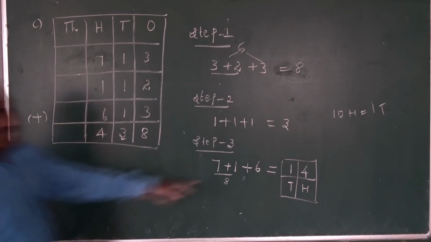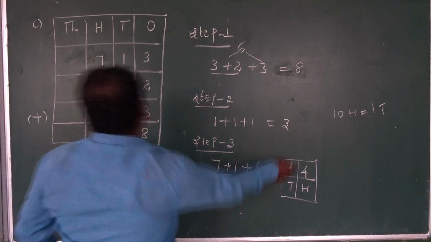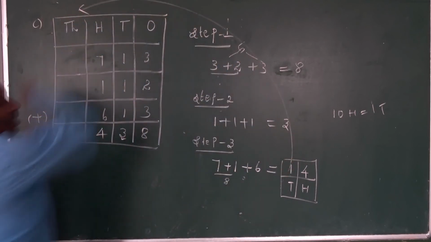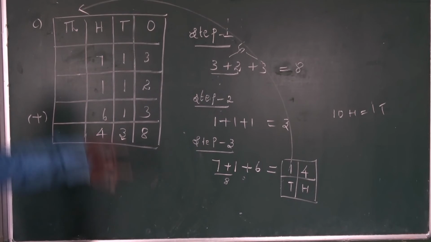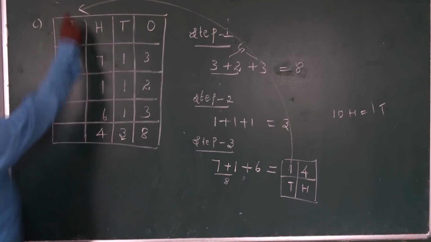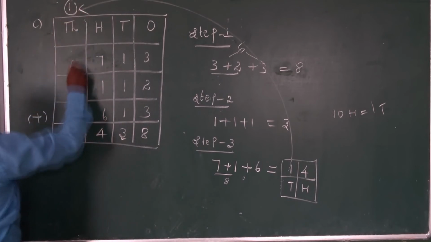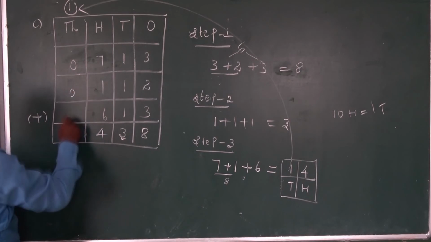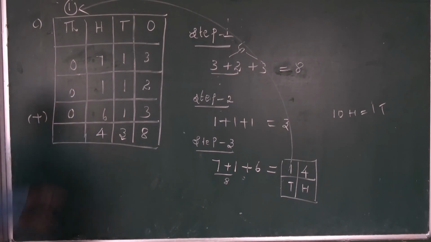Then the number 1, the carry over, write in the thousands place. Here empty 0, here also empty 0, here also empty 0. 1 plus 0 plus 0 plus 0 is equal to 1. Our answer is 1438.